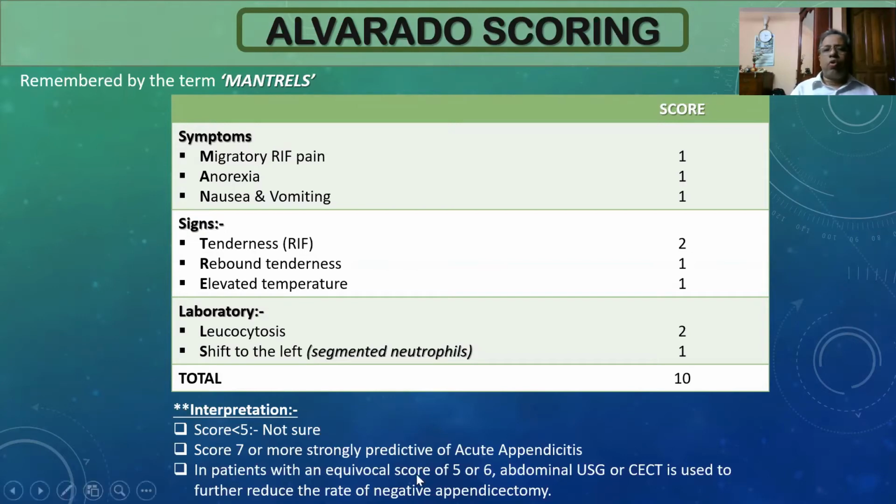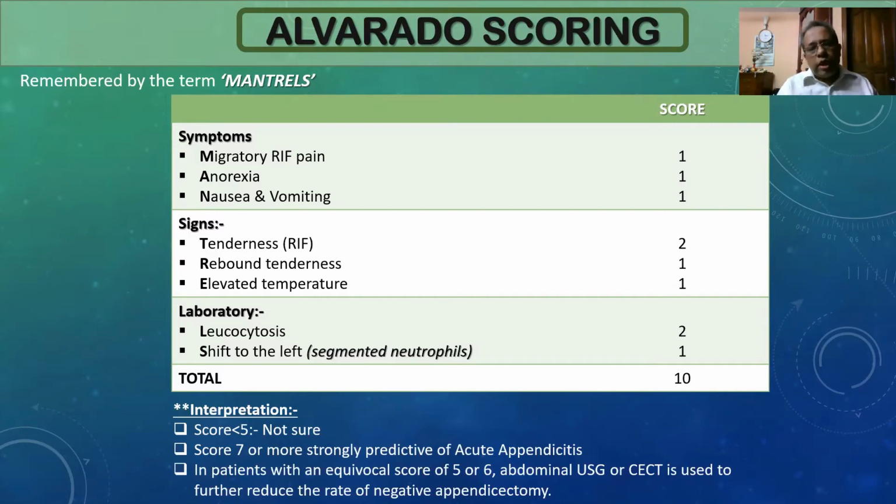So the total score is 10. Not all patients score the whole 10 marks. The interpretation is: if the score is less than 5, the diagnosis is not sure. But if the score is 7 or more, it is strongly predictive of acute appendicitis.